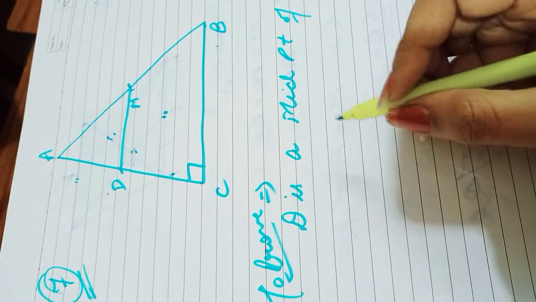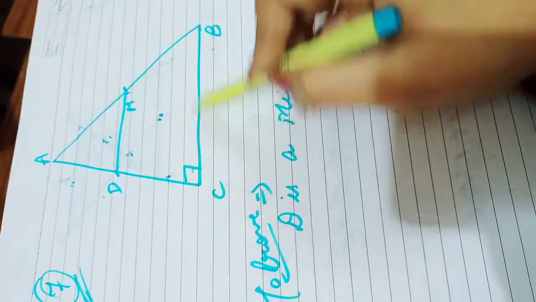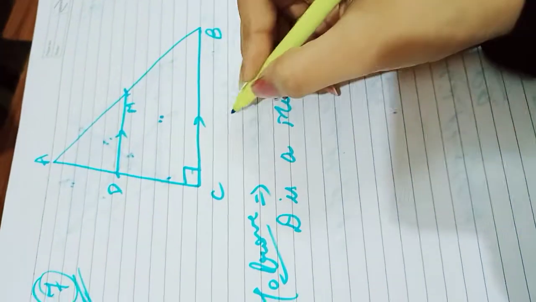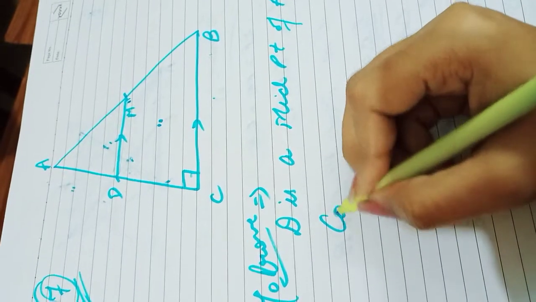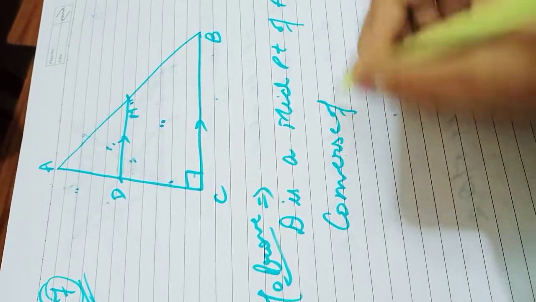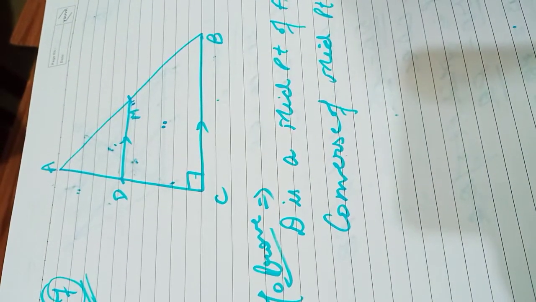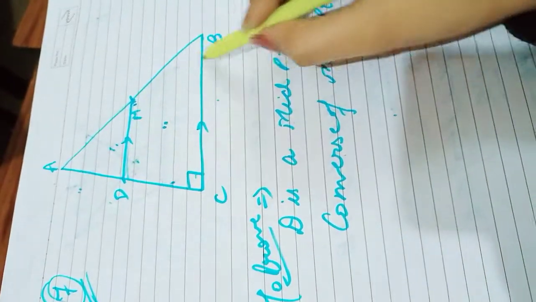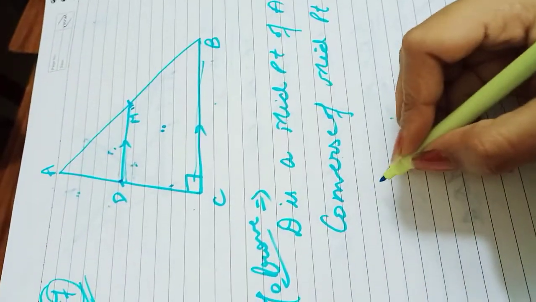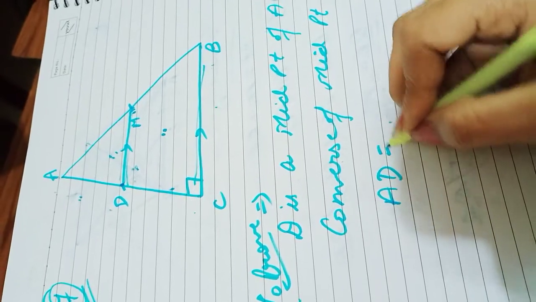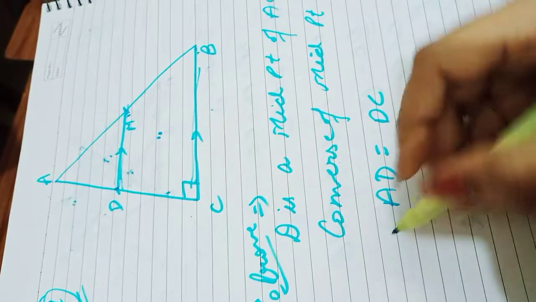How will we do it? Very simple. This line is parallel to this; it is given in the question only that DM is parallel to CB and M is midpoint. So by using converse of midpoint theorem, you can say that if one point is midpoint and the line is parallel, then the other point will be midpoint of AC. So D is midpoint of AC. You can say AD equal to DC. And the lines are parallel also, it is given to you. This was the first part.